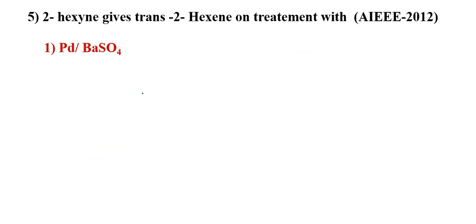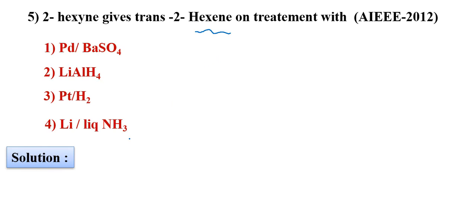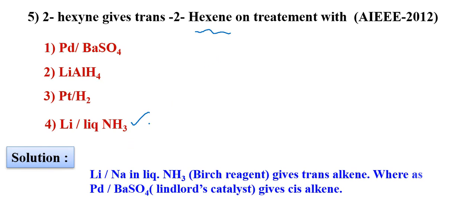Next, 2-hexyne gives a trans 2-hexene on treatment with, just now we discussed, same answer, liquid ammonia in the presence of lithium. This is also known as Birch reagent. This one is Lindlar's. You have to know all the things. Lindlar's, it is giving cis compound.